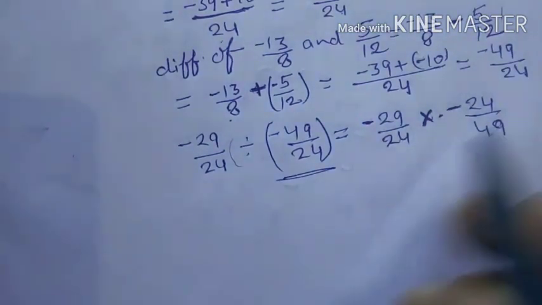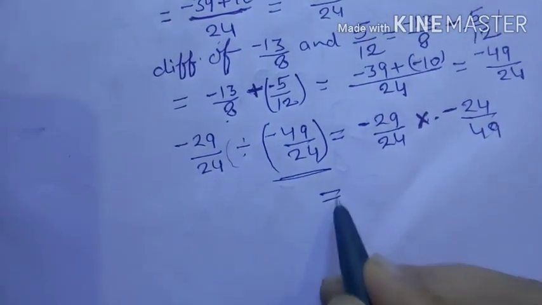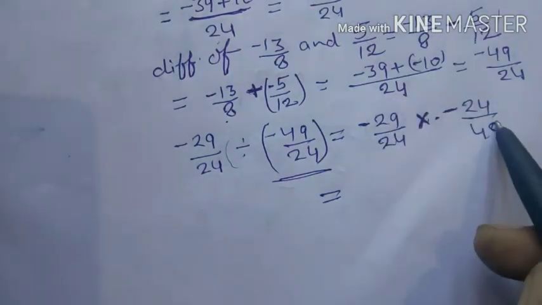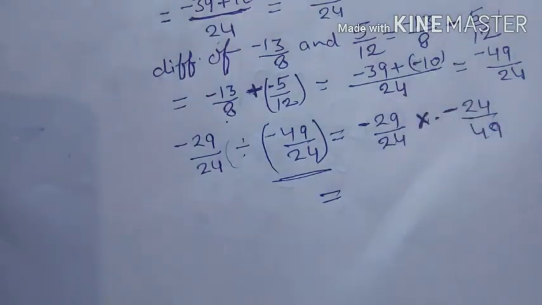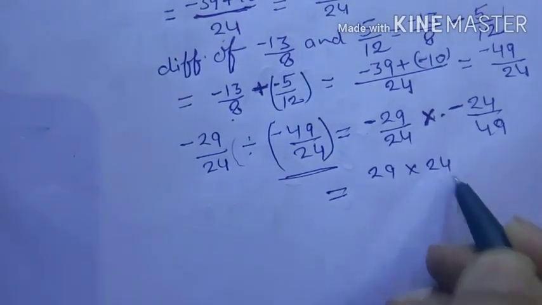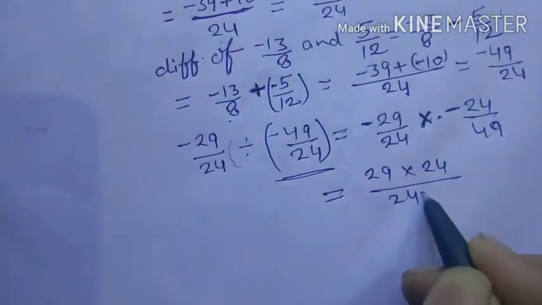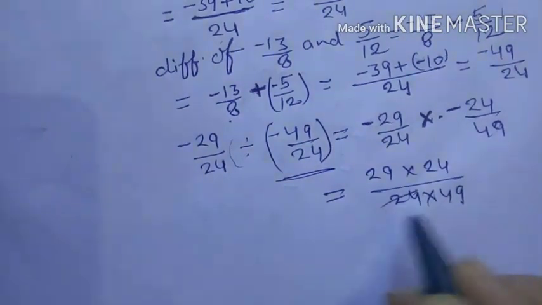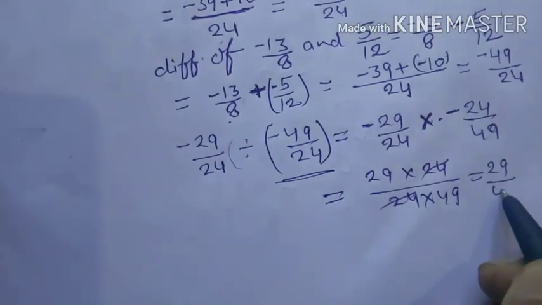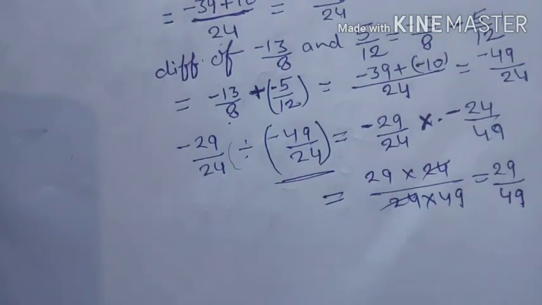Now we will multiply numerator by numerator and denominator by denominator, and both are negative rational numbers, so the result will be positive. Now 29 into 24 upon 24 into 49. 24 will be cancelled out by 24, then the result is 29 upon 49. Okay students, I hope you have understood. Now move to the second question.